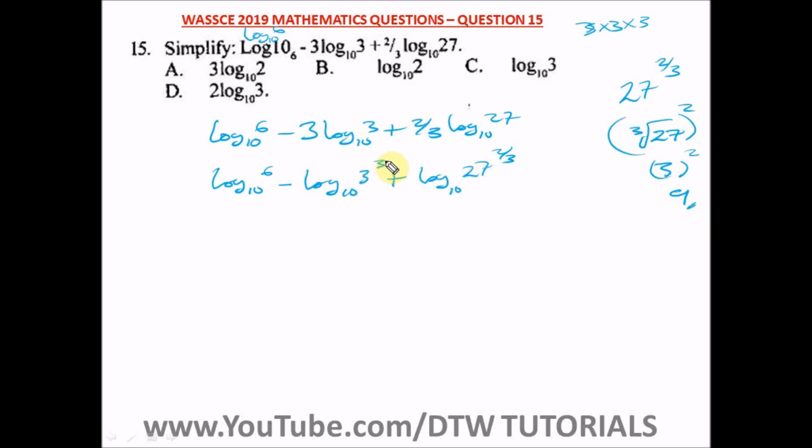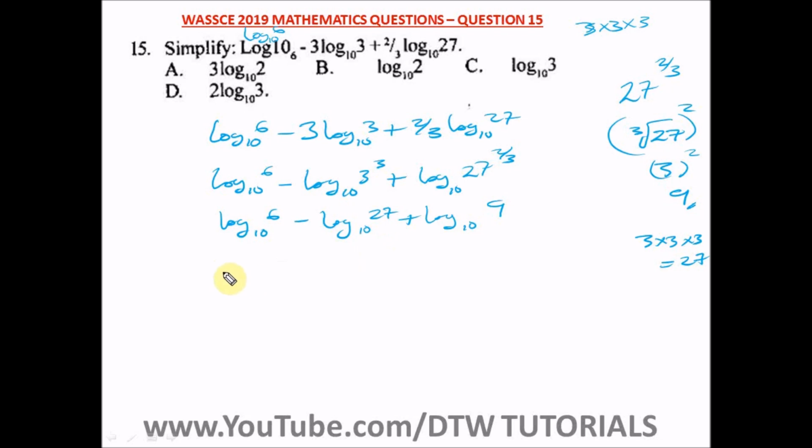And what is 3 raised to power 3? 3 raised to power 3 is 27. Is that not 3 times 3 times 3, which will give us 27? So from here let's write this down. So we have log 6 minus log 27 plus, we'll simplify this as 9, log 9.